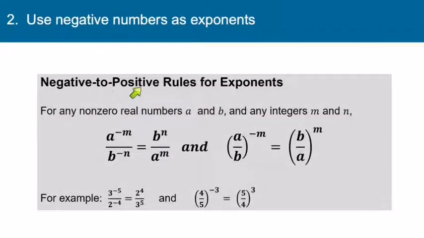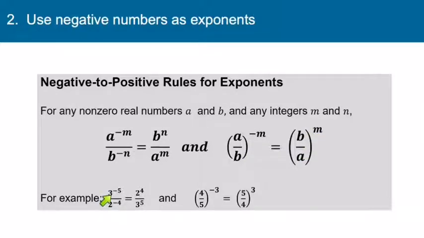So that brings us to what we're going to call the negative to positive rules for exponents. This is two different ways that you can handle negative exponents and just make them positive. If you have a to the negative m in the top, you can make that positive by moving that to the denominator. If you have b to the negative n in the denominator, you can make that exponent positive by moving it to the top. And if you have a fraction that's raised to a negative exponent, you can make this exponent positive by just writing the fraction in reciprocal form. So that will turn your exponent positive.